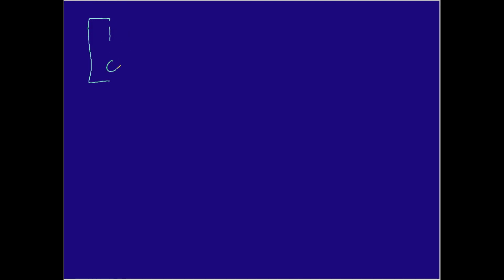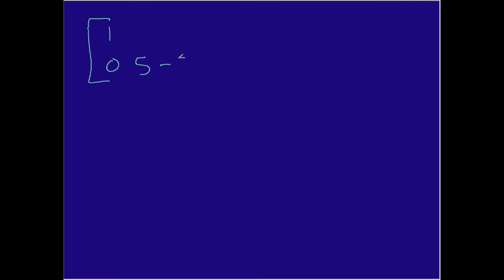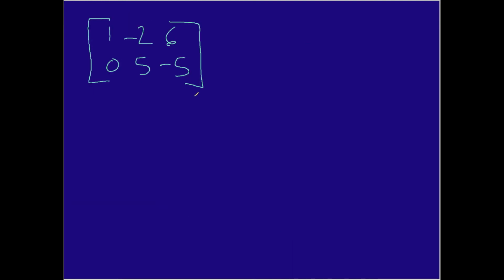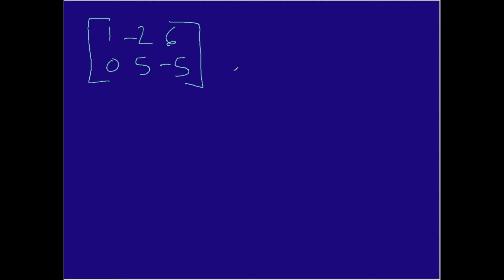So I have 1, 0. I know I had a 5. And what else did I have here? Negative 5. And then I had a negative 2 and a 6. Let me check that, make sure it's clear. 1, negative 2, 6. 0, 5, negative 5. Okay, now for the next thing.